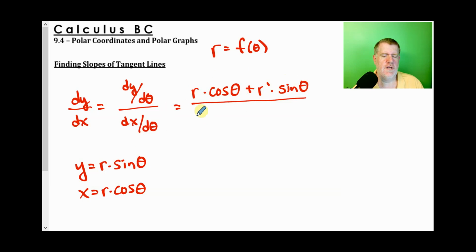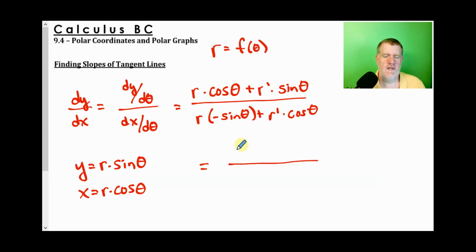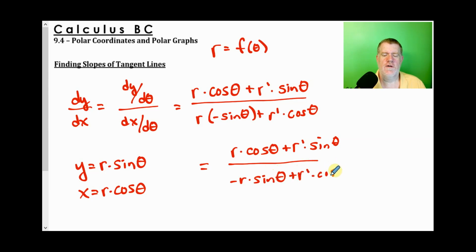And now the bottom. R, the derivative of cosine is negative sine, and chain rule, product rule, so r prime times the cosine of theta. So we'll just make it look a little nicer. Actually, the only thing we're going to do is get rid of that negative on the bottom. So we'll just say negative r sine of theta plus r prime cosine of theta.